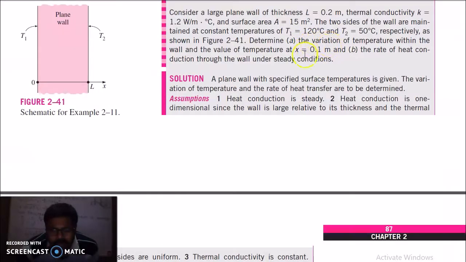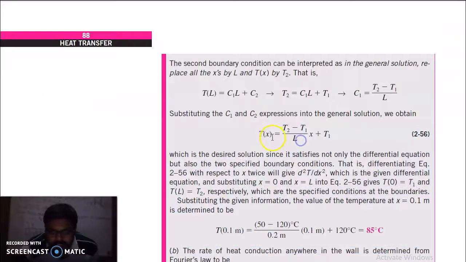You have to find the temperature at x equal to 0.1. We have the variation of temperature within the wall as a function of x, T1 and T2, which is this equation. Now here put x equal to 0.1: temperature is equal to (50 minus 120) divided by 0.2 into 0.1 plus 120, which will become 85 degrees Celsius at x equal to 0.1.